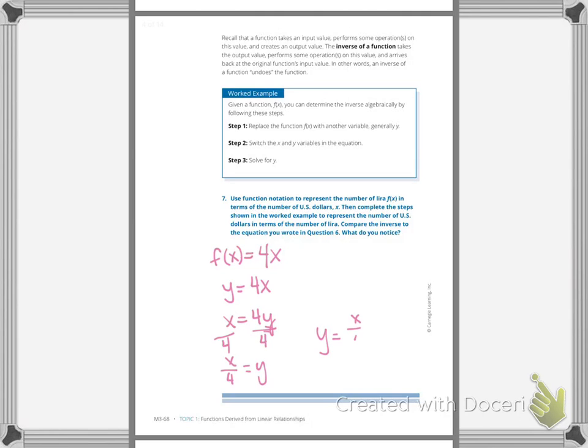Okay, and then my notation for inverse, if I send it back to f of x, I can't say f of x because then it would mean the exact same thing as my original. So your notation is f to the negative 1 of x, and it's going to equal x over 4.